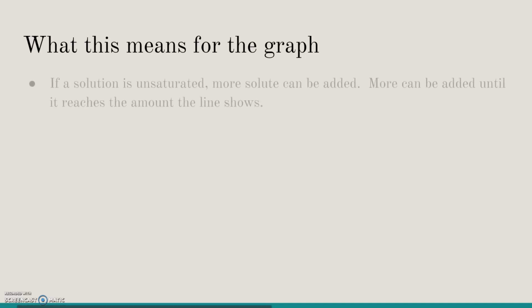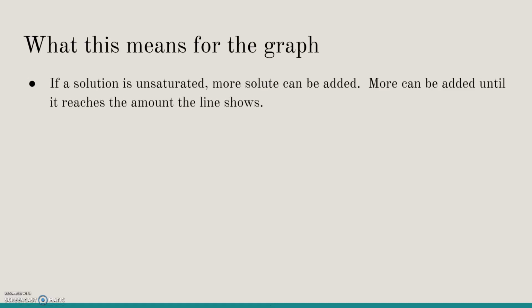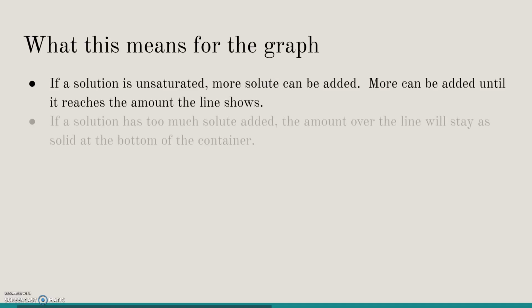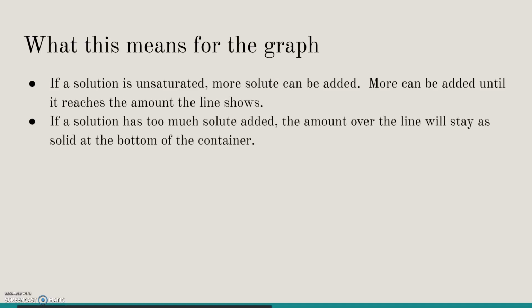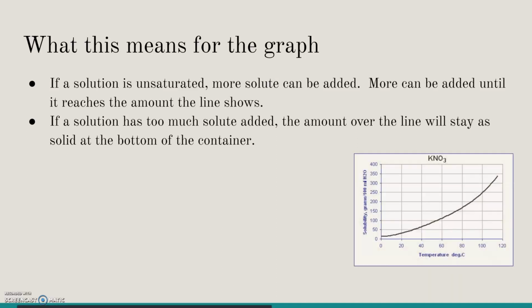What does this mean for the graph? If a solution is unsaturated, more solute can be added. More can be added until it reaches the amount the line shows. If a solution has too much solute added, the amount over the line will stay as a solid at the bottom of the container.